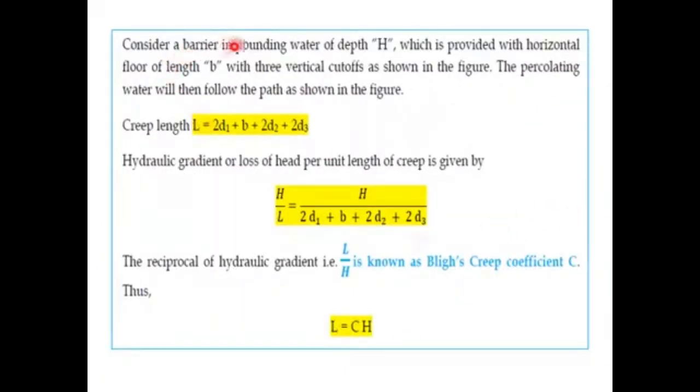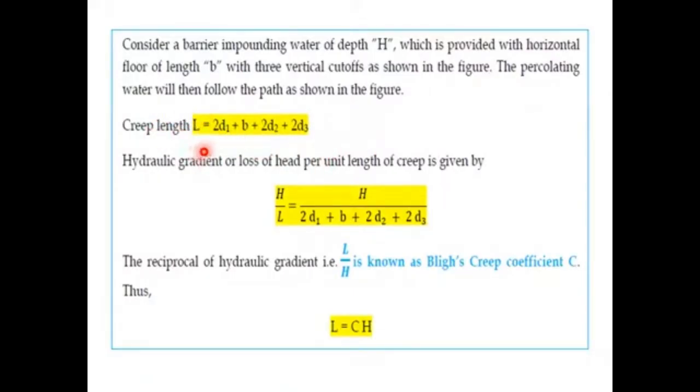So if I consider a barrier with impounding water of depth h, provided with a horizontal floor of length b, we have three vertical cutoffs: one at the upstream end, another at the intermediate section, and one more at the downstream end. I have shown the percolating water in the form of the arrow mark, and this percolating water will follow the path shown in the figure. So what is the total creep length now? The total creep length will be 2 times the depth of the upstream pile, 2 times the depth of the intermediate pile, 2 times the depth of the downstream pile, plus the total width of the floor. That will be the creep length.